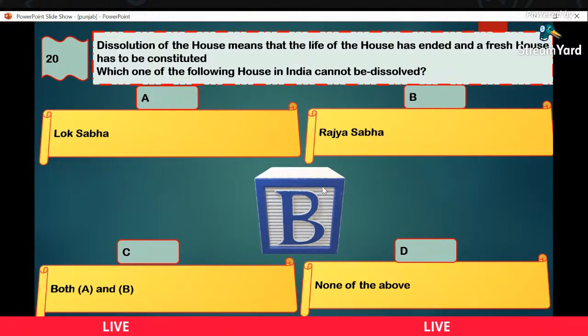Article 83 of the Constitution provides that the Council of States shall not be subject to dissolution, but one-third of the members of the Council, or Rajya Sabha, retire every second year. So in which article? According to Article 83.